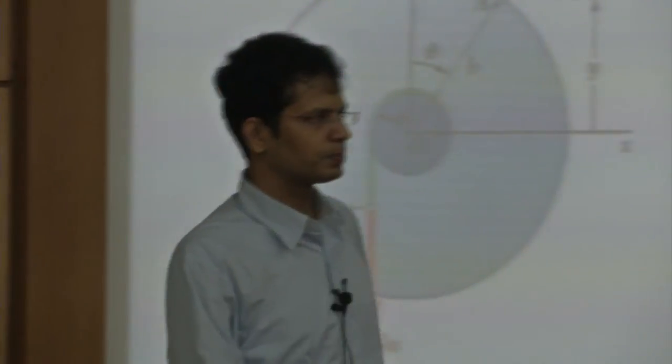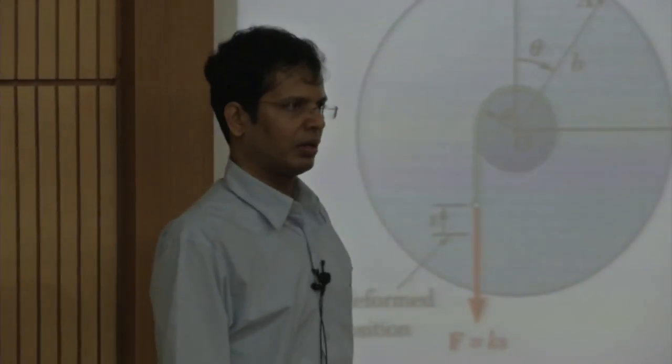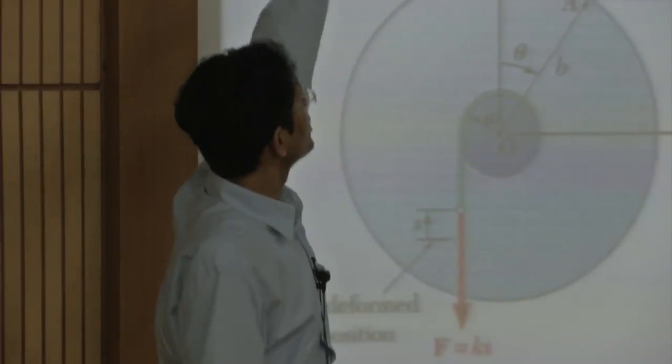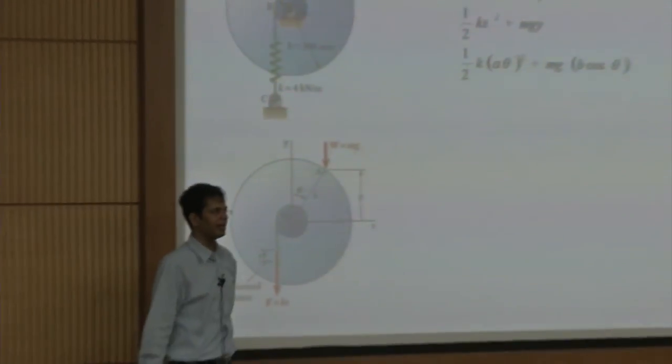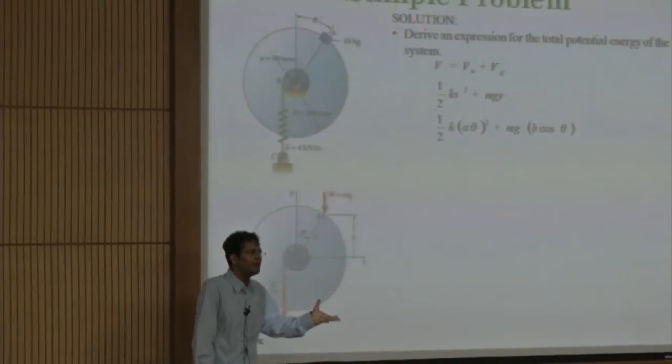It says change of the height with respect to what? With respect to a datum? We take the center O as the reference point. Can you repeat? At theta equals 0, the mass will be there. Yeah, that is what I have been telling. Let us take the top point as the reference level. Then what is the potential energy with respect to that reference level? How much does the mass come down by? Mgb times 1 minus cos theta.